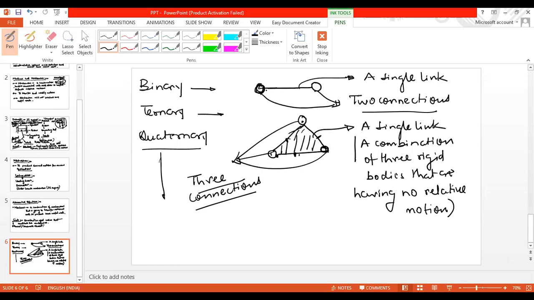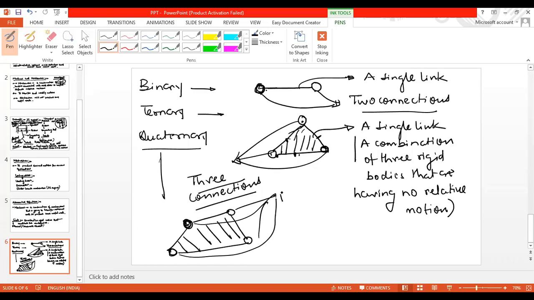Now simply, if you talk of a quaternary link, can anyone tell? It will be a combination of how many rigid bodies? Four. Right? So now this will be a combination of four rigid bodies, right? So now you will have, in this case, four connections, right?